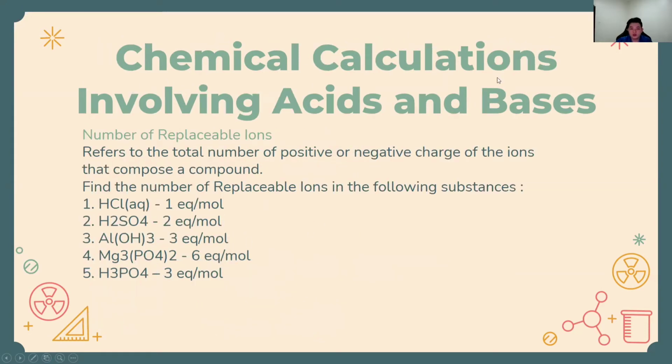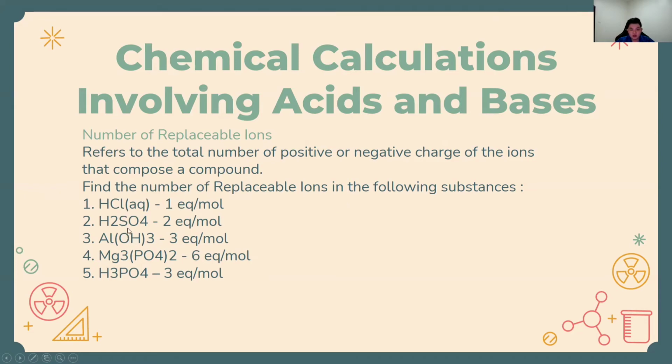Now we're going on to the chemical calculation involving acids and bases. First, we have the number of replaceable ions, which refers to the total number of positive or negative charges of the ions that compose a compound. Find the number of replaceable ions in the following substances. First, HCl. The number of replaceable ions is 1 because 1 times 1.